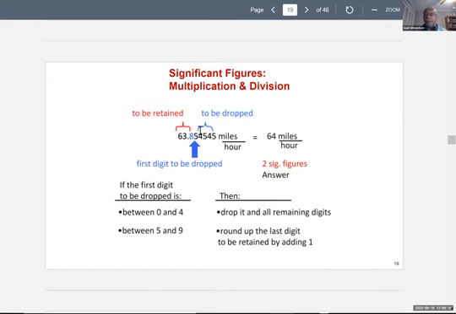So it becomes 64. Now, how many of you got the idea that when you do calculations, you have to follow the significant digit, or the lowest decimal place in addition and subtraction, to get the correct answer in the calculations? All right. So this is important. All right.